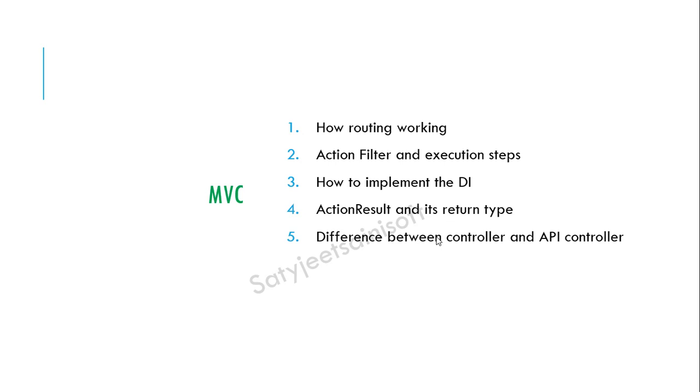The next one is the difference between controller and API controller. You can mention the single liner: in the controller you can return the view as well as plain text in the form of XML or JSON, but the API controller always returns a particular format type of string or data.